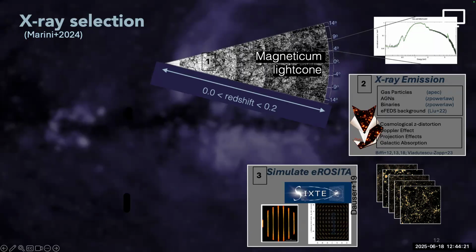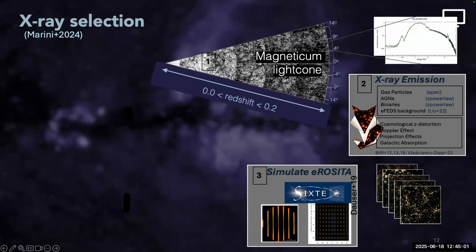So the idea is we create this light cone from an original simulation, and then from within this light cone, we select all the particles or all the objects that emit in X-ray. And that would be gas, that would be black holes or AGN, and that would be X-ray binaries. Then for each of these objects, we create a theoretical spectrum. And on top of this, we then add a background, so whatever undetected AGN at high redshift that we wouldn't be able to model in such a local universe.